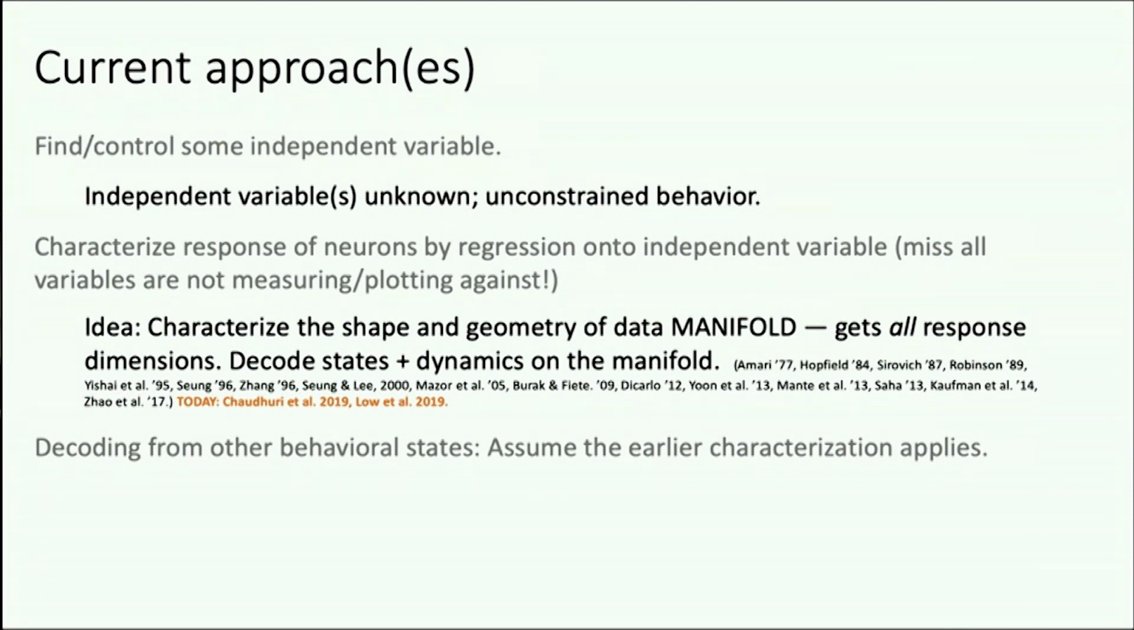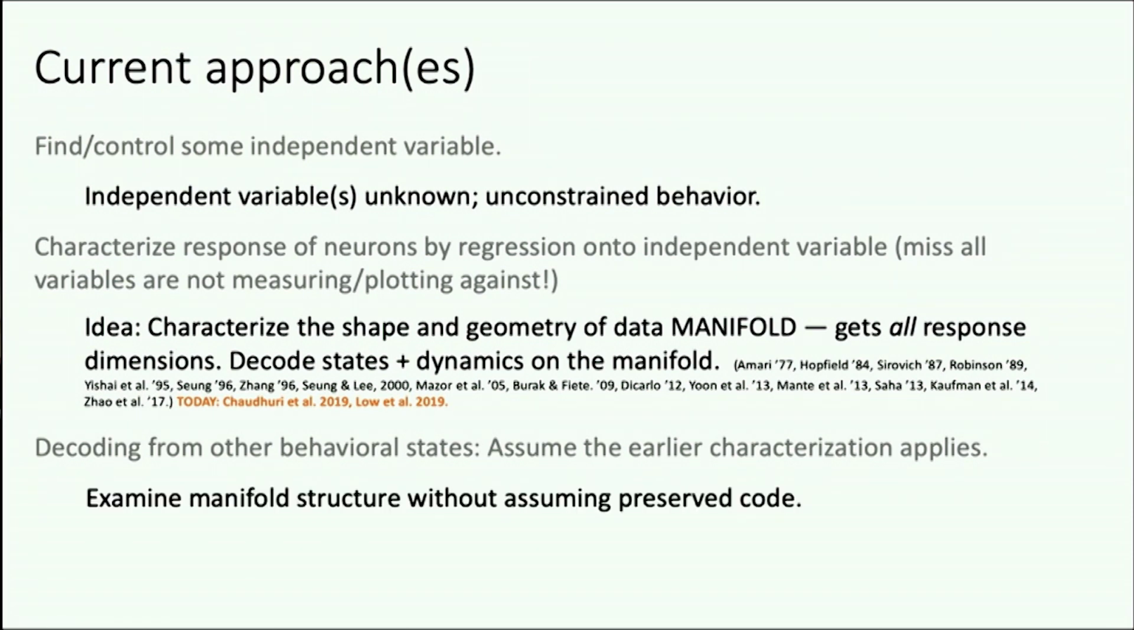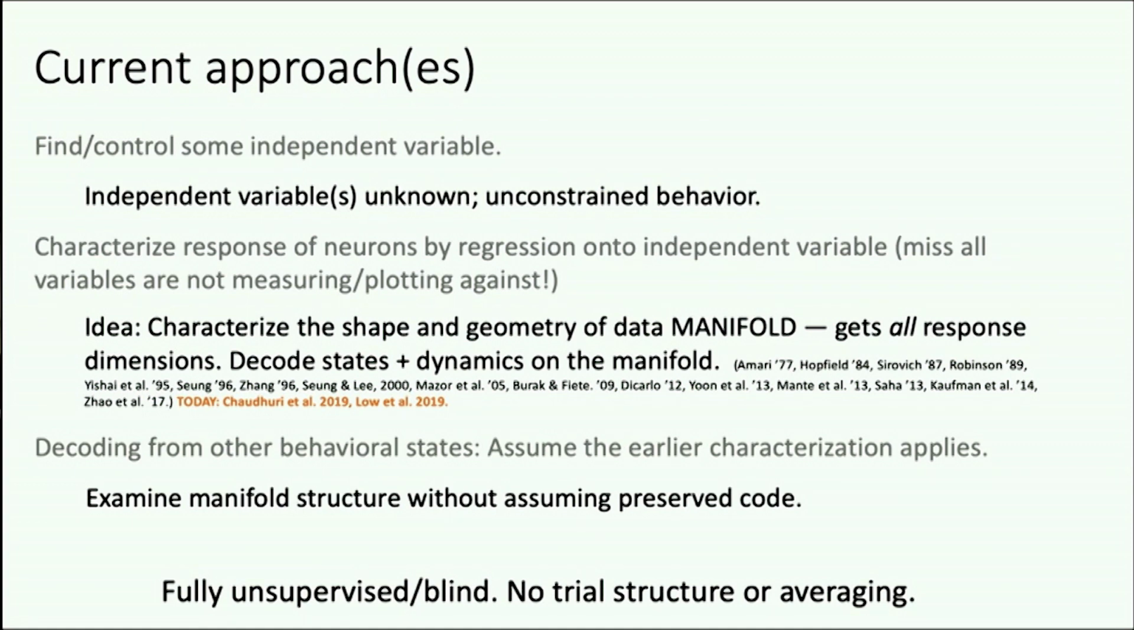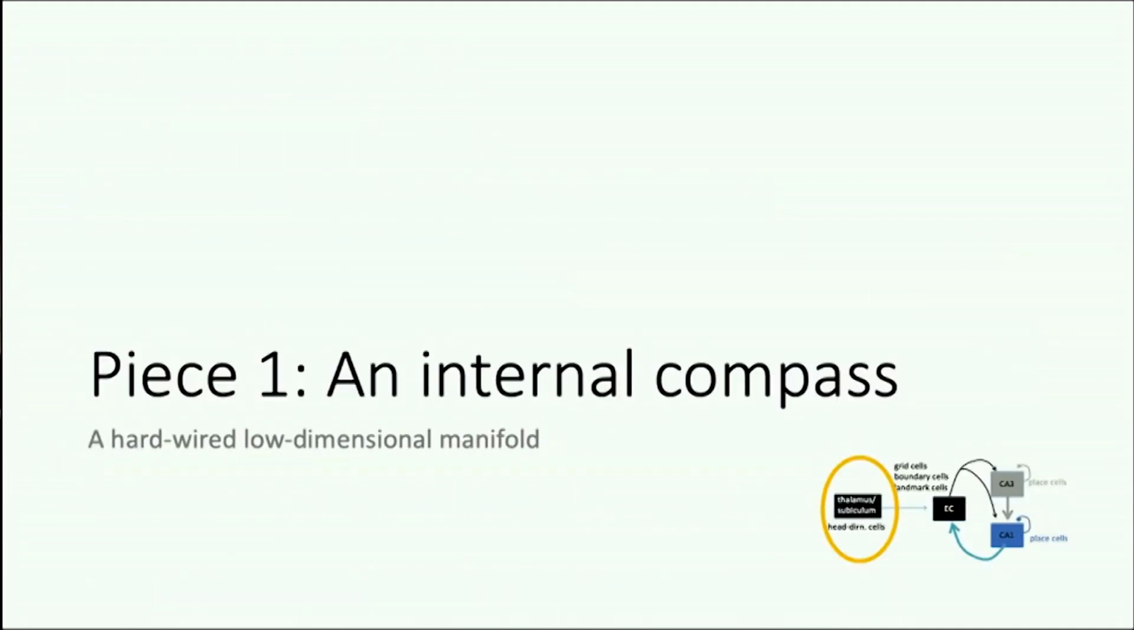So today I'm going to tell you primarily about a couple of recent works, one from my group and one from the group of David Tank, done by Sam Lewallen here, who's going to give the second talk, and his collaborators. Okay, and so the third part is decoding from other states. So now, without explicitly assuming that in a different behavioral state the same coding applies, we can look for coding in other behavioral states and check whether that's true. Okay, and so our goal is to go towards a fully unsupervised or blind decoding of neural responses with no averaging or trial structure. So let me illustrate what all of this means.